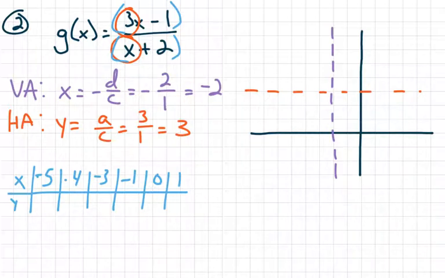So at negative 5, we're going to have a y value of 5 1/3. At negative 4, we had 6.5. At negative 3, we had a y value of 10. At negative 1, we got negative 4 in return. 0 gives us a y value of negative 1/2. And 1 gives us an output of 2/3. So let's plot these on the graph.